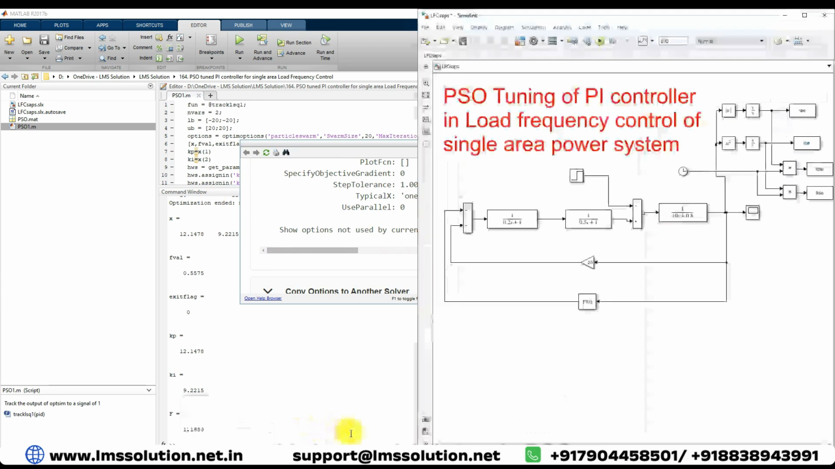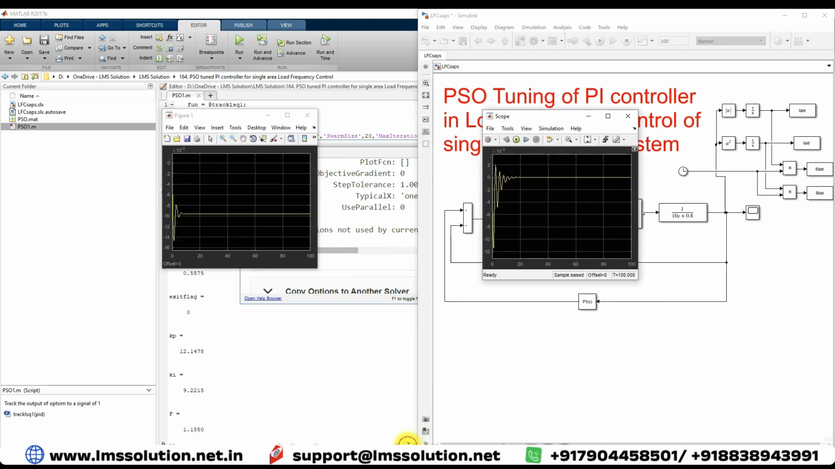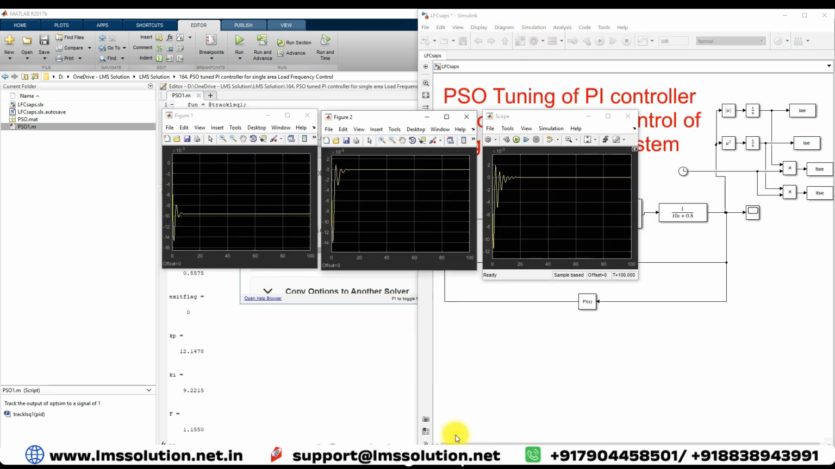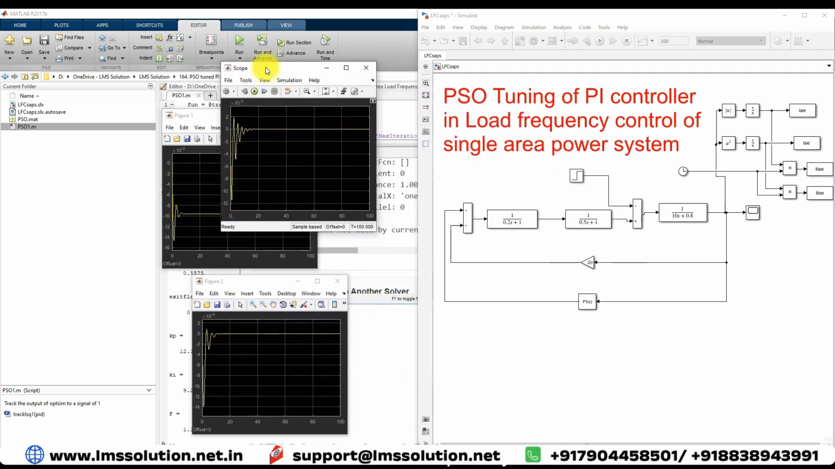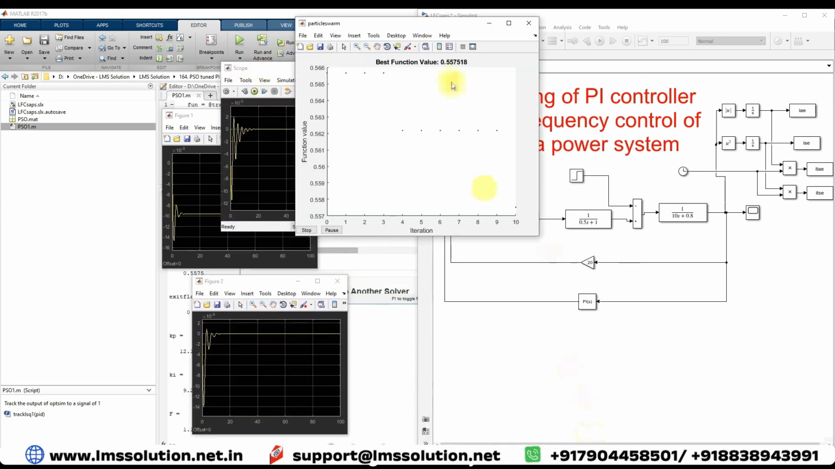You can change this model, and the main use of PSO is tuning the parameters KP and KI in the load frequency control of a single area.